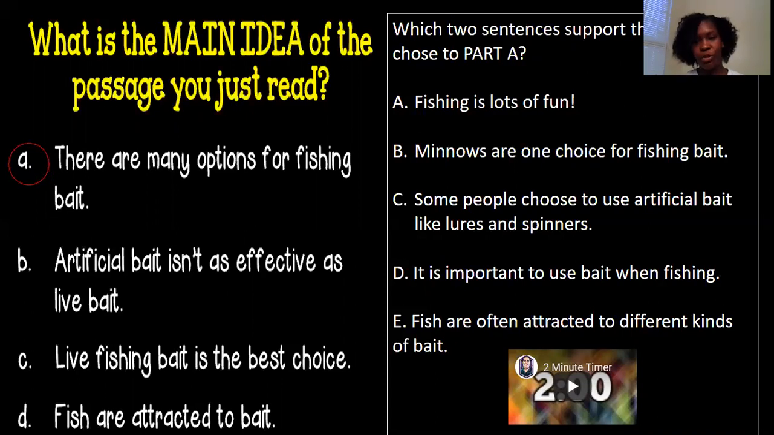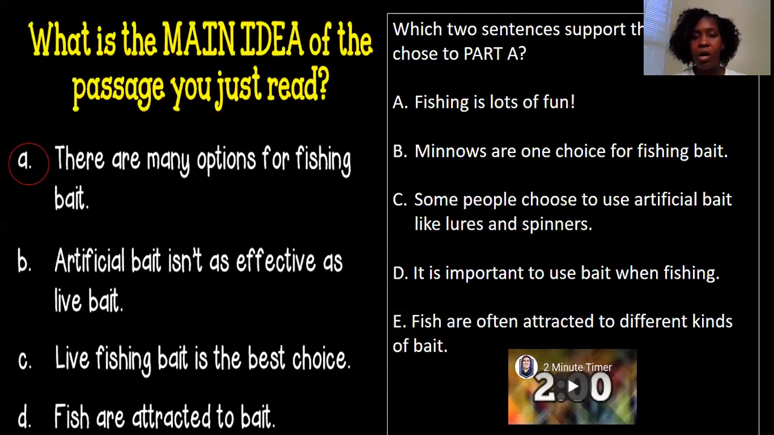Okay, let's look at these two. All right, so remember our main idea is that there are many options for choosing bait. So my keywords that I'm going to focus on are many options, fishing bait. Let's look at choice A. Fishing is lots of fun, which may be true, but that does not support that there are many options for bait. So I'm going to eliminate A.